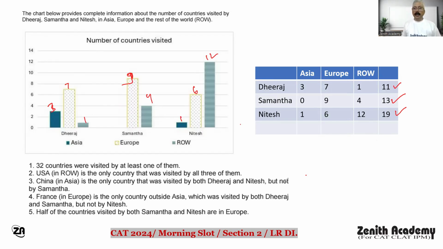And then further is given. 32 countries were visited by at least one of them. Means Dheeraj, or Samantha, or Nitesh, or any two of them, or all three of them. So the total number of countries is 32. USA is the only country in rest of the world that was visited by all three of them.